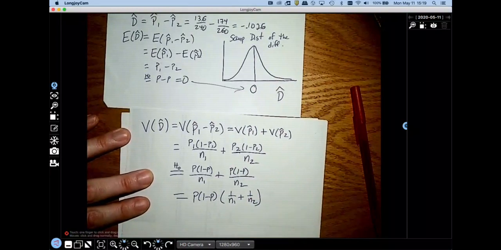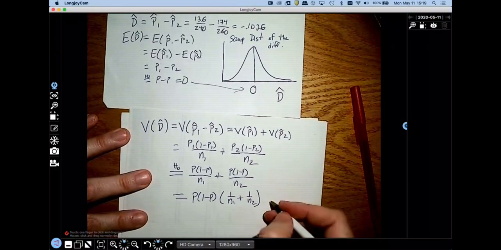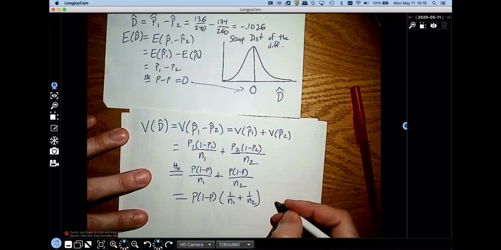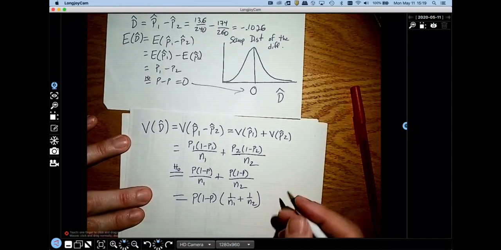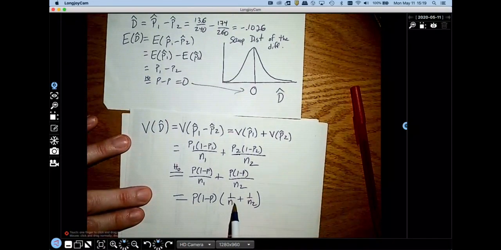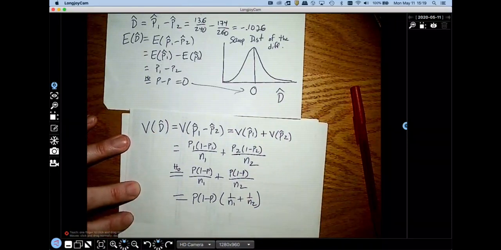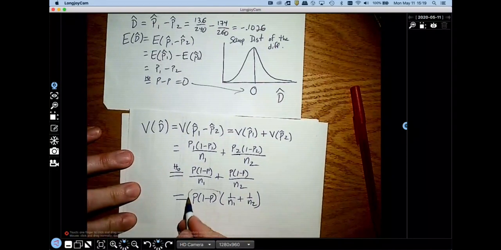So this should look a little bit like the formula we had for the independent sample t-test for means, where we had 1 over n1 plus 1 over n2 times the pooled variance. So this is basically the same formula, except we have a special version of the variance here.